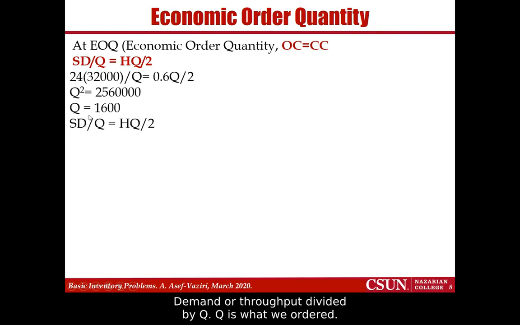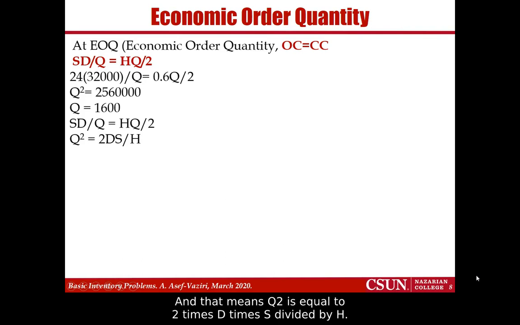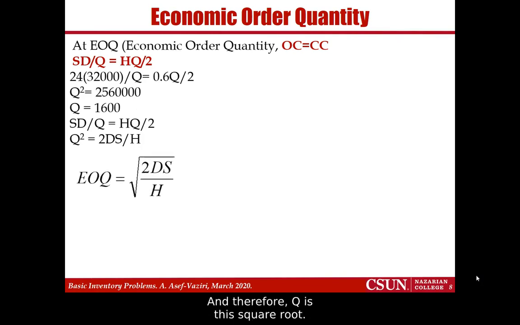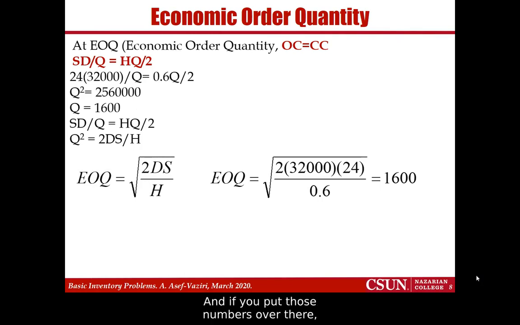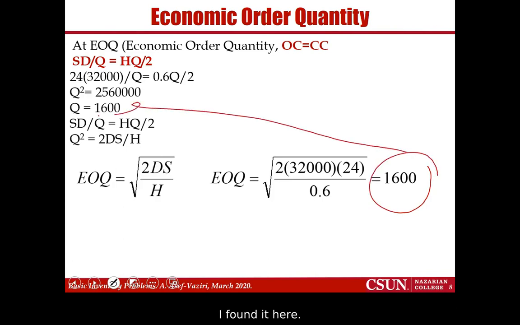In general, this is ordering cost, demand or throughput divided by Q. Q is what we order, number of orders, multiply cost of each order. This is ordering cost. What we order divided by 2 is average inventory, multiply by carrying cost of 1 unit per year. These two are equal. And that means Q squared is equal to 2 times D times S divided by H. And therefore Q is this square root. And if you put those numbers over there, 2 times 32,000 times 24 divided by 0.6, you get the same thing that I found here.